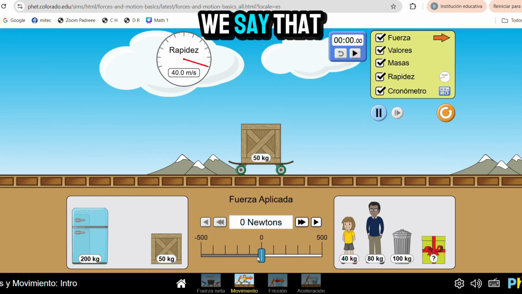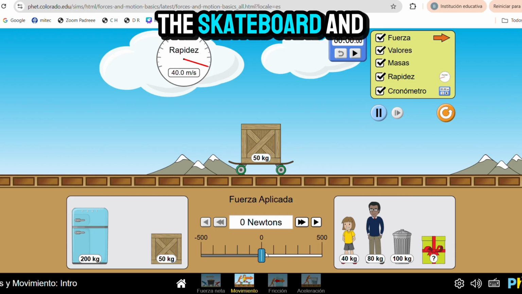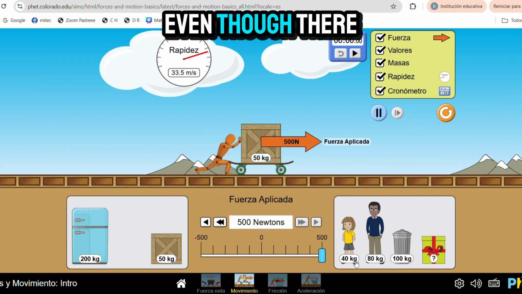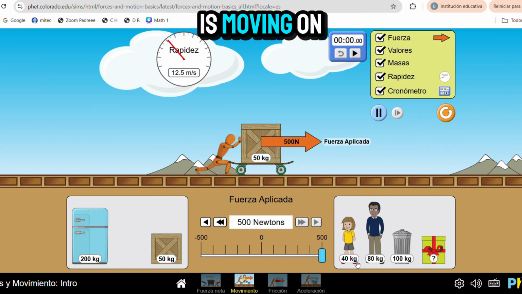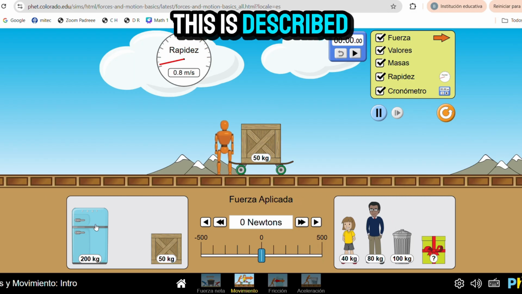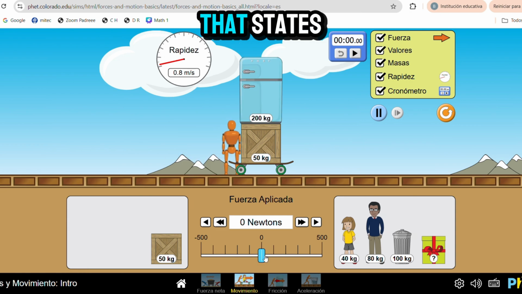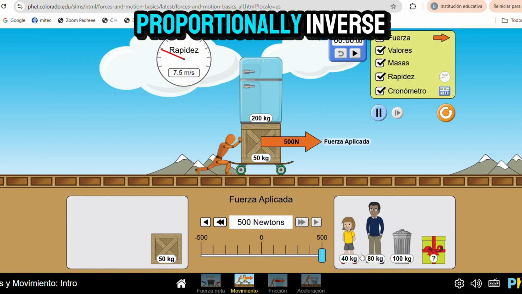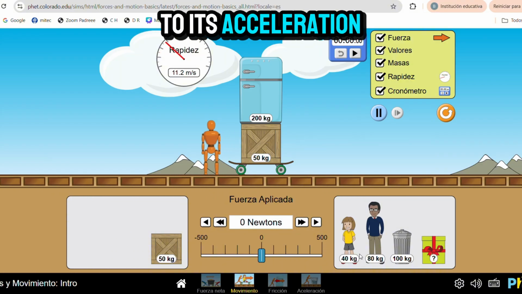Also, we see that the more mass you put on the skateboard and try to move, the more difficult it'll be, even though there is no friction as the object is moving on wheels. This is described in Newton's second law of motion, which states that the mass of an object is always inversely proportional to its acceleration.